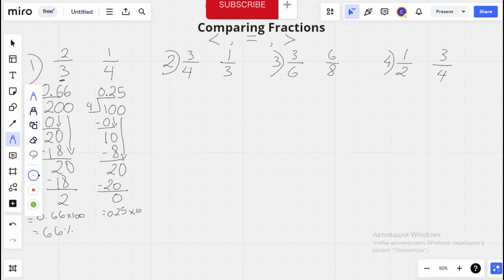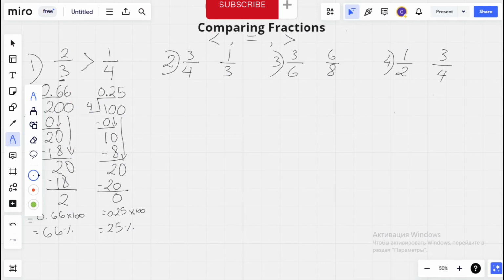How do we turn it into a percentage? We just times 100, which equals 25%. Now, which one is bigger, 66% or 25%? Of course, it's 66%. So 2 over 3 is bigger than 1 over 4. Okay? Now let's move on to the second one.